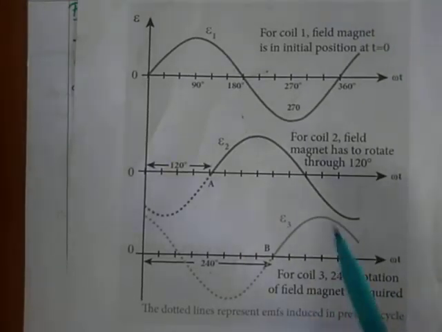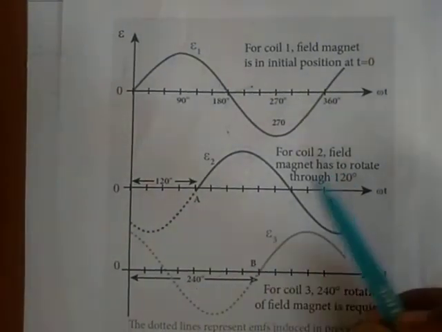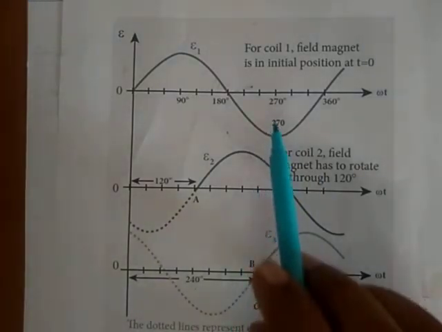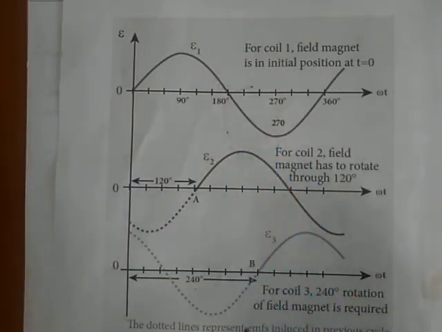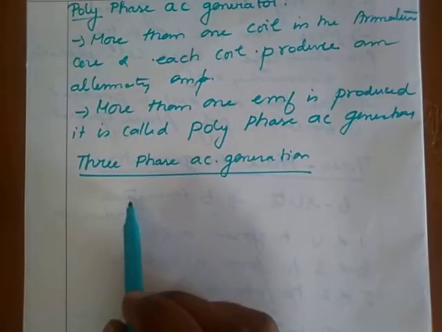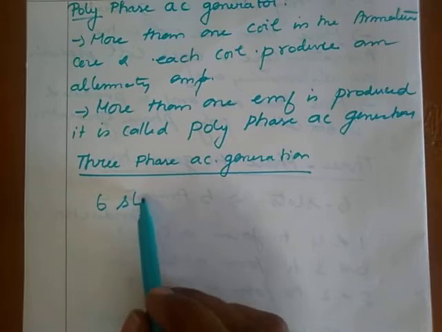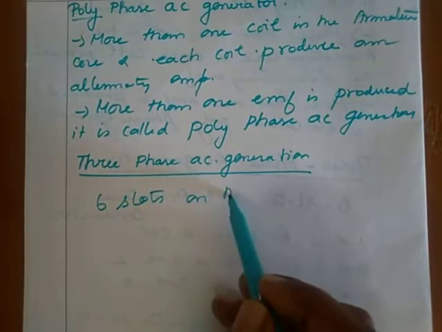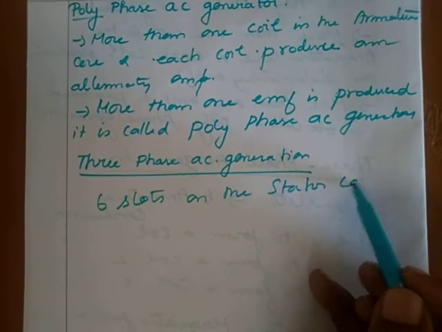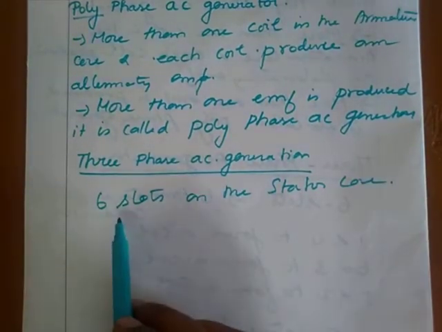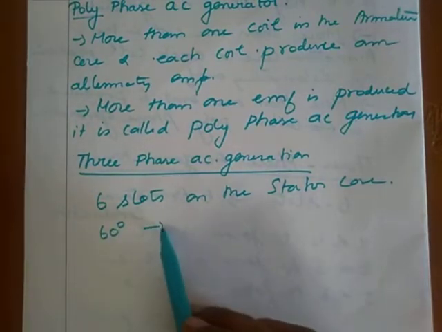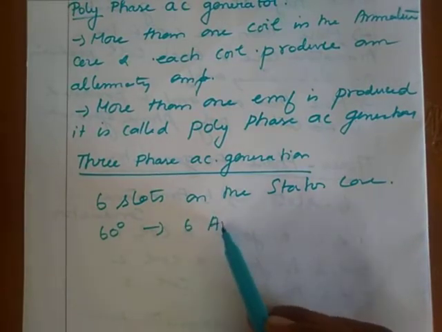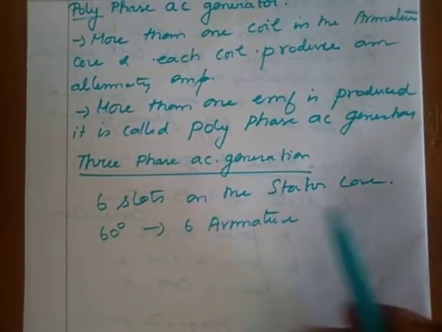From this observation, it is clear that the phase shift between coil 1 and coil 2 is 120 degrees, and the phase shift between coil 1 and coil 3 is 240 degrees. Here, see, there are 6 slots on the stator core, and these 6 slots are inclined at an angle of 60 degrees with one another. Then 6 armature conductors are there.